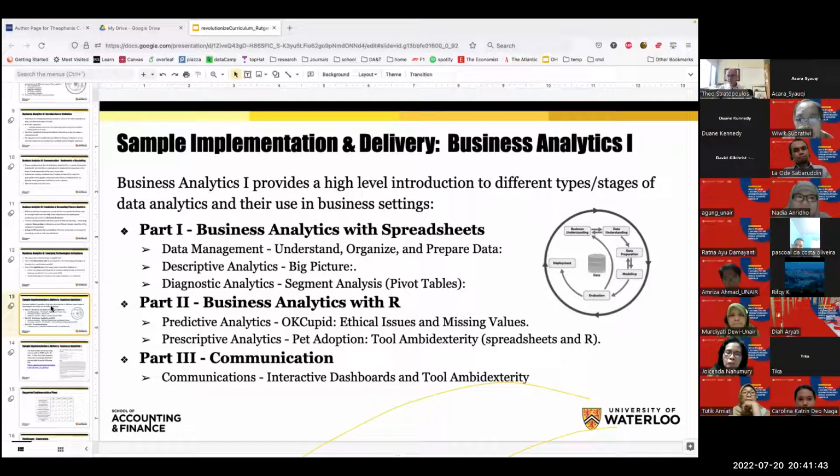So we spend the first half of the course teaching them the chapter about data management, where you understand how you organize and prepare data. And we show them what it means to organize data in a spreadsheet, how you start creating variables, if statements, formulas, this kind of thing. And then we have a chapter, once they understand this, where we give them a data set and a company where the objective is to see the big picture. In other words, do descriptive analytics.